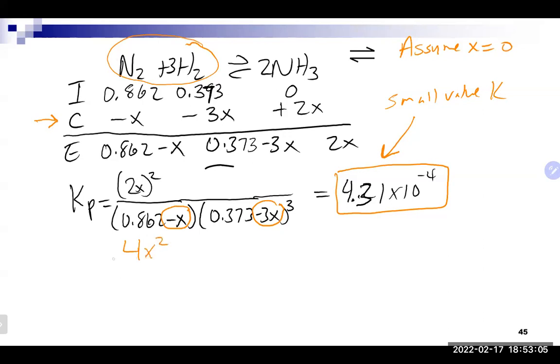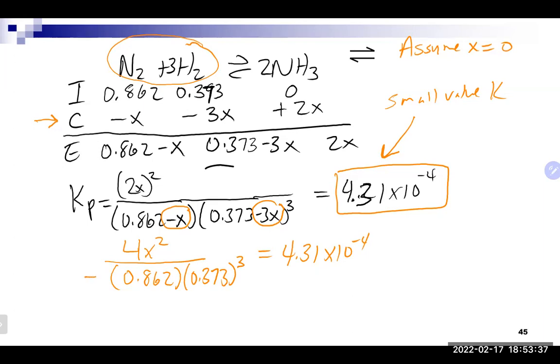That gives us 4x squared up on top, gives us 0.862 on the bottom times 0.373, and we still need to cube it. And that does equal 4.31 times 10 to the minus 4. I'd much rather solve that one than the previous one in terms of the math. So what we're going to do is clean up the bottom on the left. We're going to take 0.373 and cube it, and times it by 0.862.